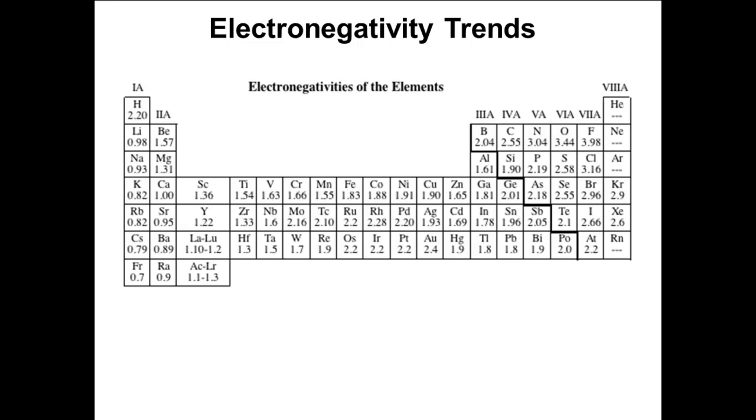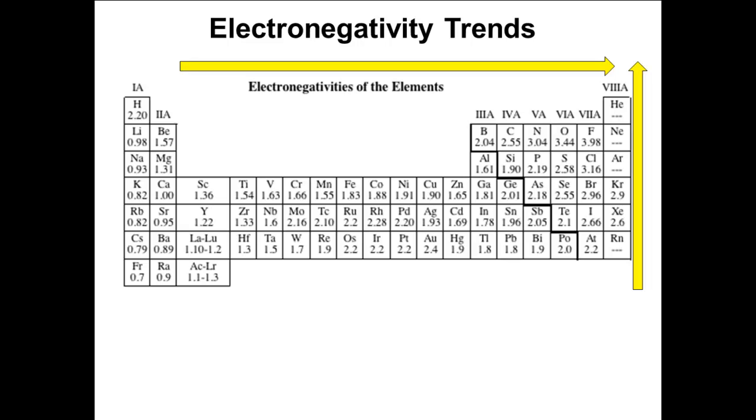So, when we look at this table of electronegativities, we should not be surprised that the electronegativity increases as we go across a period from left to right and increases as we go up a column. Once again, there are many exceptions, but there does not seem to be a pattern to them.